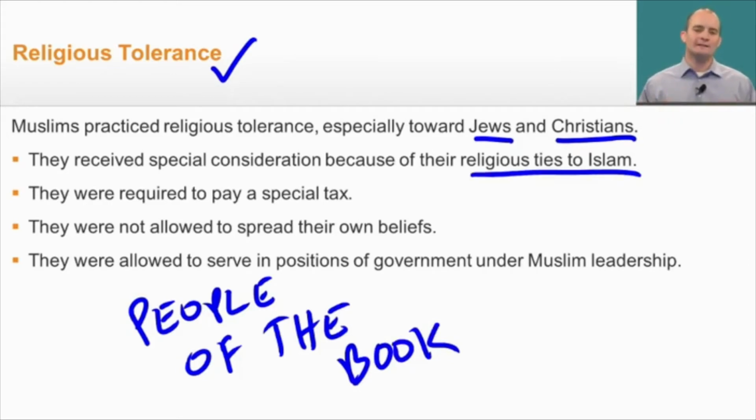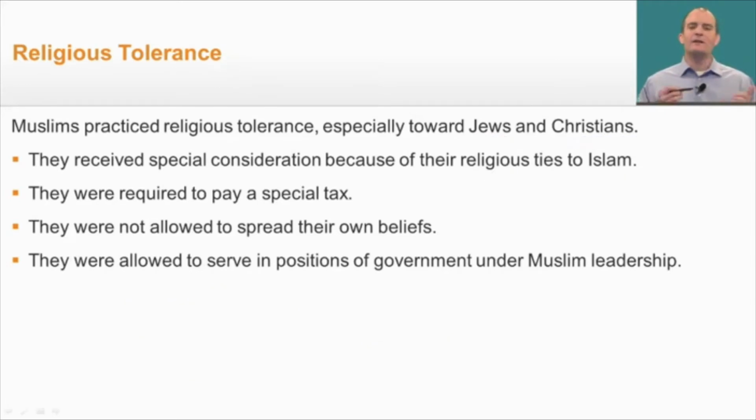You may have taken a lesson and spoke about the different prophets that are mentioned in all three religions. For example, Abraham is mentioned in the Quran, in the Torah, as well as the Christian Bible. However, these different religions were required to pay a special tax. And sometimes this tax was very expensive, so Jews and Christians would convert just so that they didn't have to pay the tax. Also, these Jews and Christians and people who practiced other beliefs were not allowed to spread their own beliefs. They weren't allowed to go out and make converts.